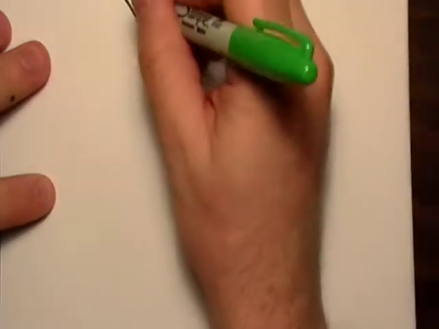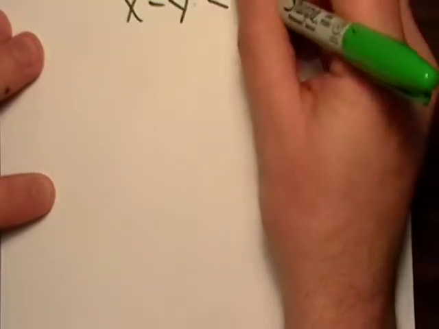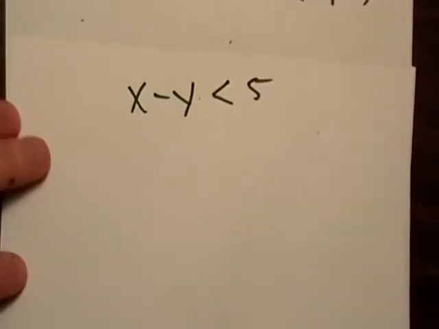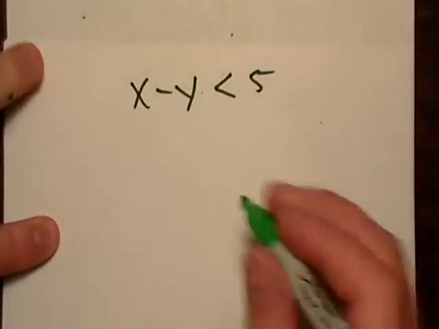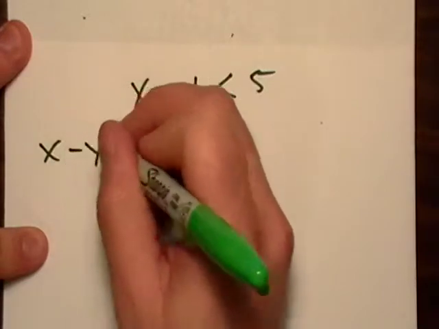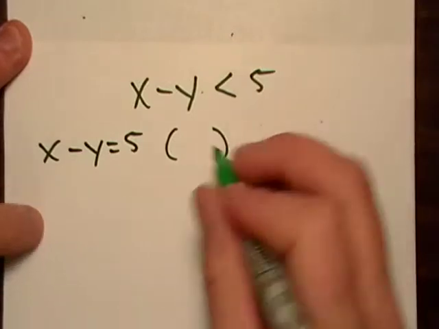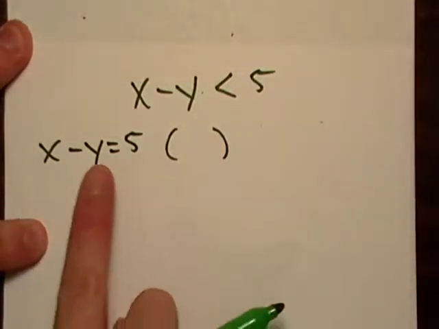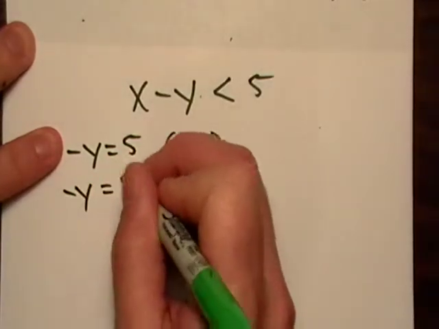So let's do another example. In this example, let's do one of those where we just have a regular inequality sign. So we have x minus y equals 5. First we'll put the equal sign in there just so we can do our xy pair thing. So if I put 0 in for x, what do I get? I get negative y equals 5.